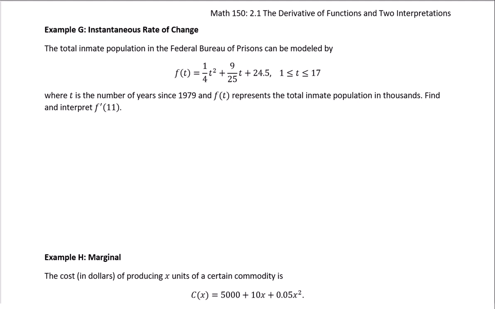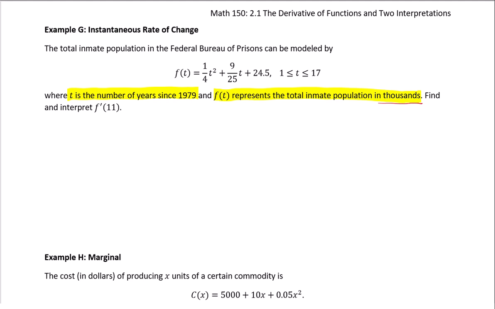So in example G, they're asking about instantaneous rate of change. The total inmate population in the Federal Bureau of Prisons can be modeled by f of t equals 1/4 t squared plus 9/25 t plus 24.5, where t is between 1 and 17 with the endpoints included. They also state where t is the number of years since 1979, and f of t represents the total inmate population in thousands. So those are 2 very important pieces of information, t since 1979, and f of t is the inmate population in thousands.